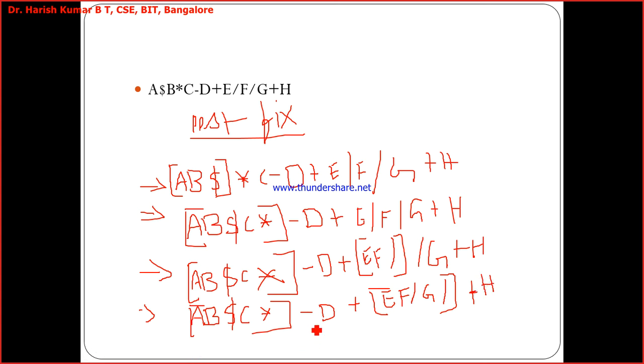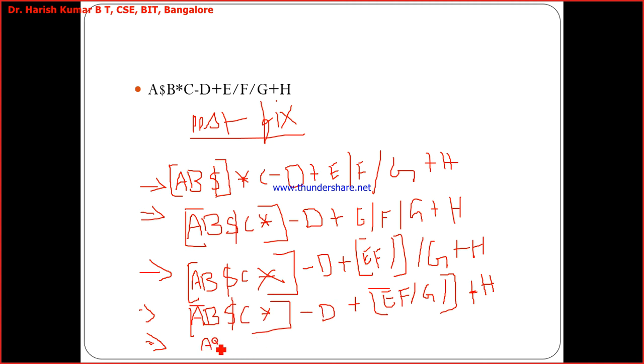Next what happens? So all the multiplication and division are done. Now we have minus, plus and plus, and they have equal precedence. Again you have to start from here, left to right associativity. So next what happens? For this minus, this is one operand, this is another operand.